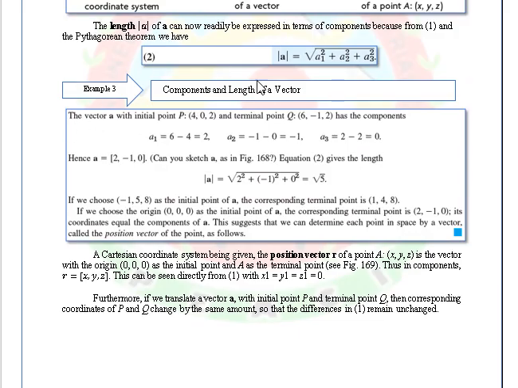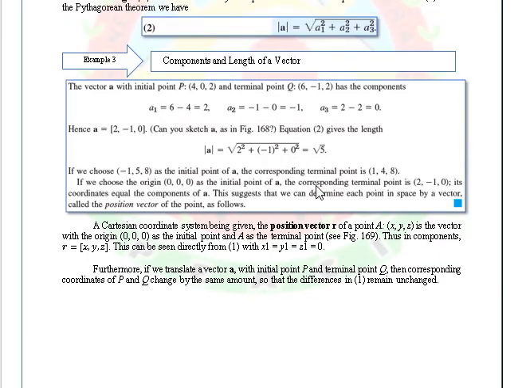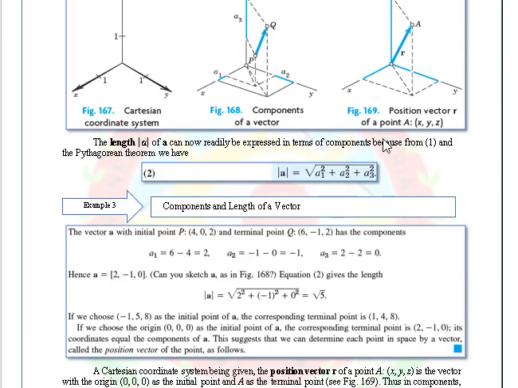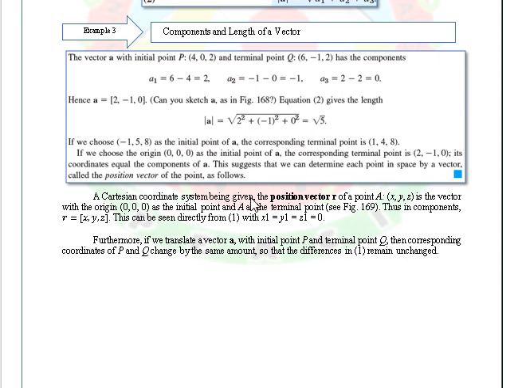So we have here an example. We have components and length of the vector. So please be familiar with this one. This is just an application of how to get the component of a certain vector, and its magnitude right here.